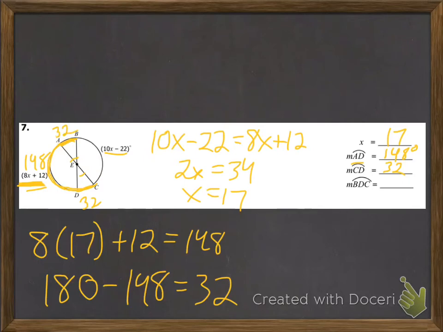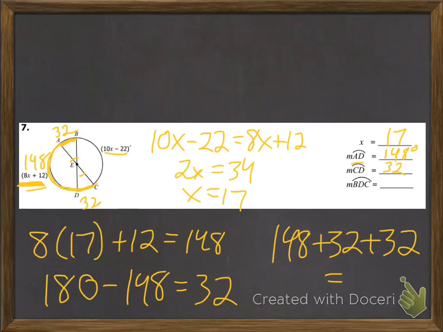So then to find BDC, go ahead and do 148 plus 32 plus 32. Add all that together, and you're going to get 212. So, right here, 212 degrees.